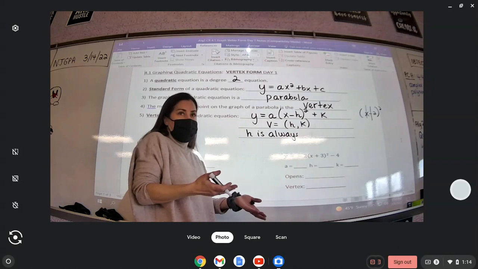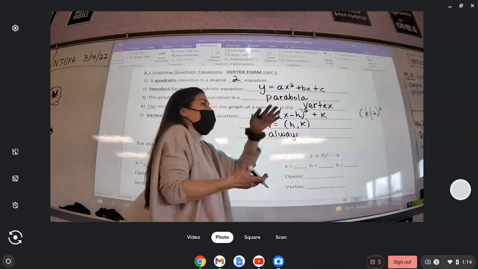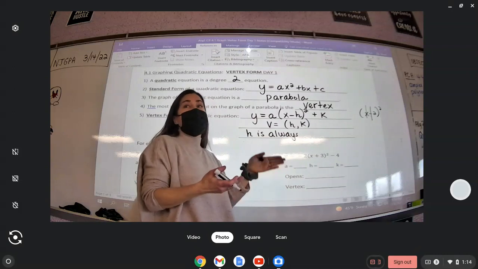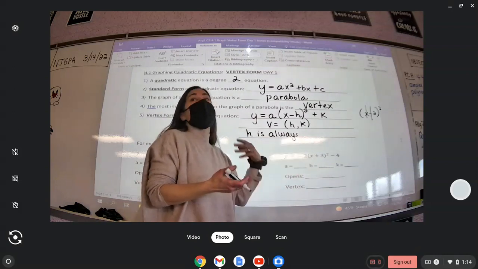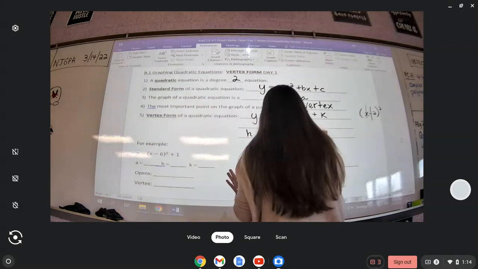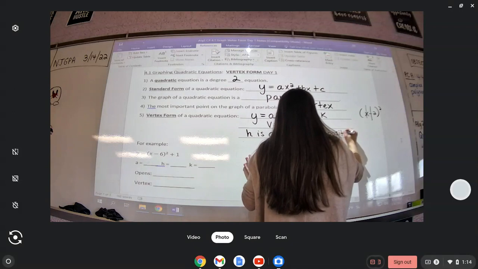So technically it goes into a positive. No, because if it's 2, then X minus 2 is just X minus 2. But if it's X minus negative 2, then it becomes positive. I'll show you. All you have to remember is that H is always the opposite. So what is the one you just put up? Is that X minus 2?